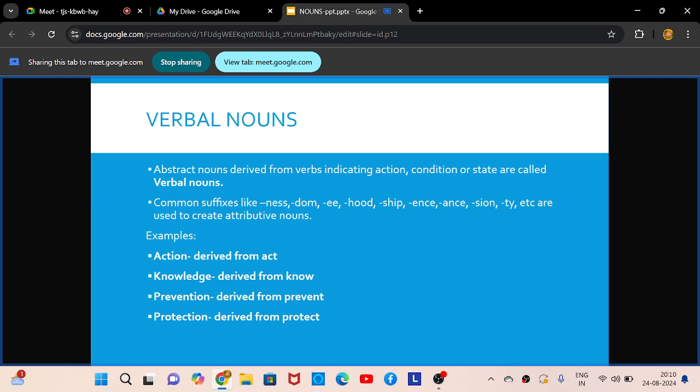Prevent means to resist something. For example, we all tried our level best to prevent the attack of the coronavirus, right? So from prevent you get prevention. We say prevention is better than cure, right? It's a famous proverb. Similarly, from protect you get protection. Okay, so these are some common verbal nouns.